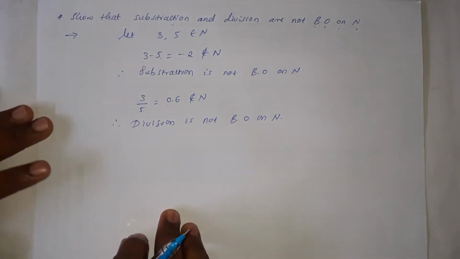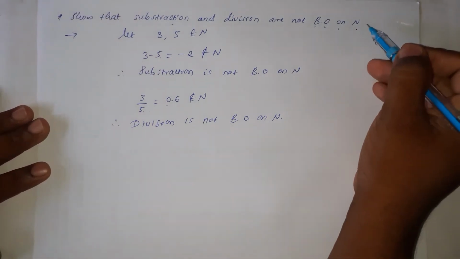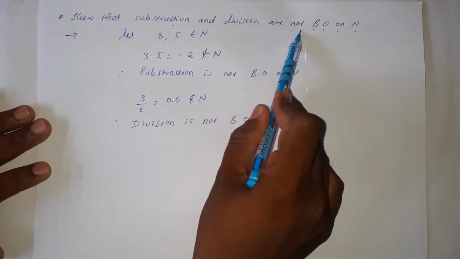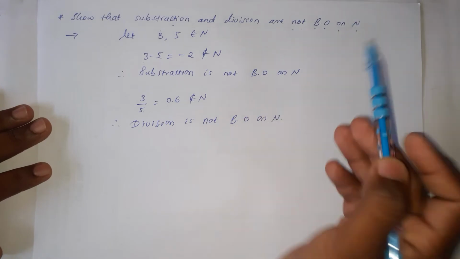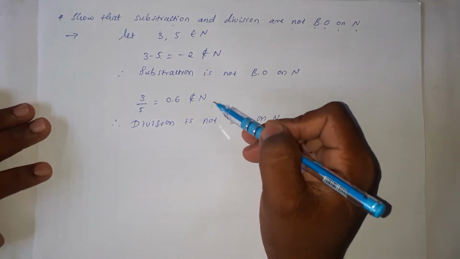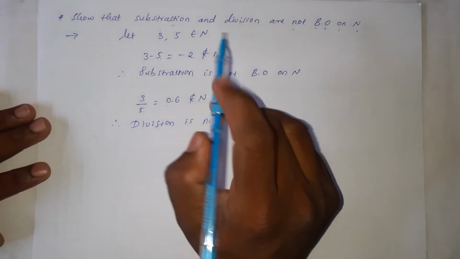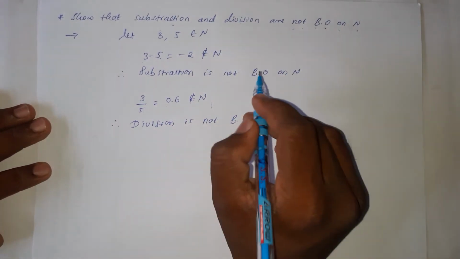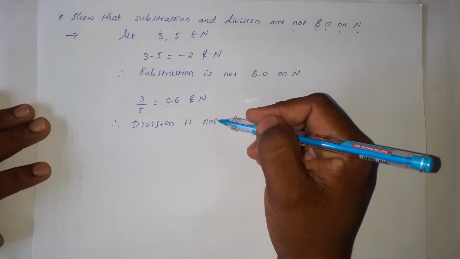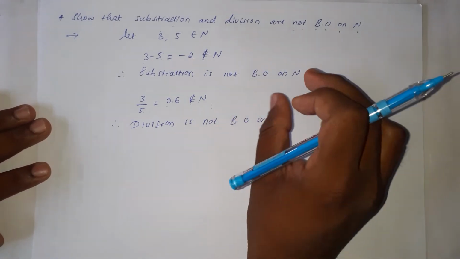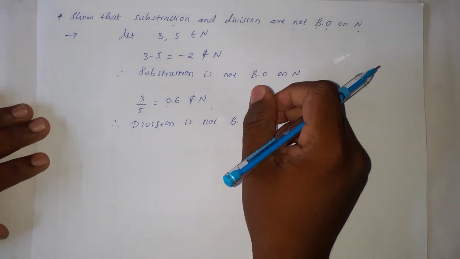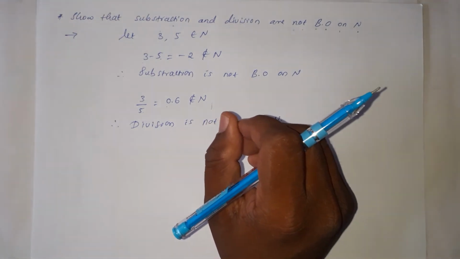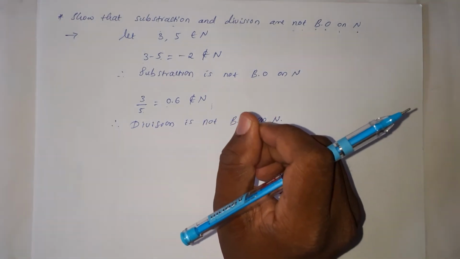So, therefore, here if we need to prove subtraction, division are not binary operations, then we can give any particular examples, but to prove the operation is a binary operation, then we have to prove the result in general values by taking a, b or x, y, like that. So, therefore, these are the two examples regarding the binary operation.